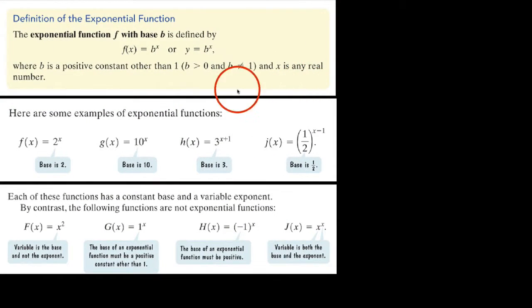Okay, YouTube, this is my first in a series of videos that I'm doing over exponential functions in which we are going to define what we mean by an exponential function. So let's go ahead and proceed with this here.